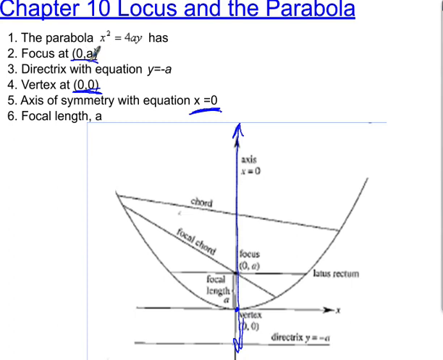The next one is the directrix. Yep, the directrix is y equals negative a. That's this line down here.